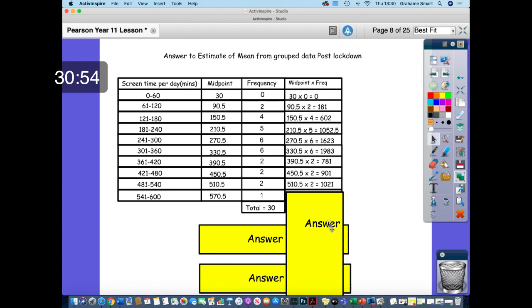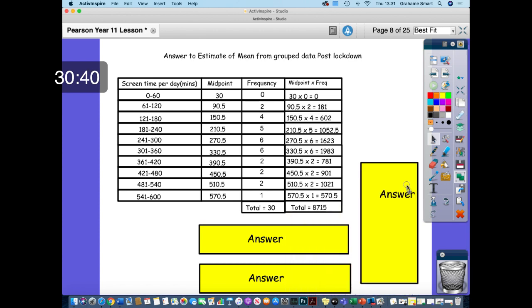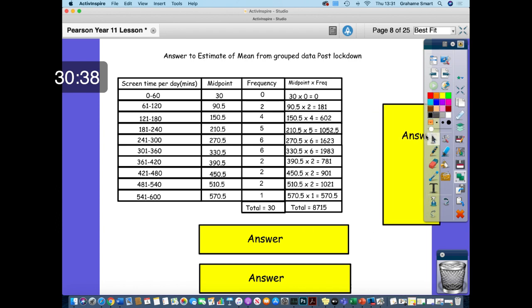510.5 times 2 is 1021. 570.5 multiplied by 1 is 570.5. And when you add up all of those values, you get 8,715. Okay, I'll put that answer box to one side.